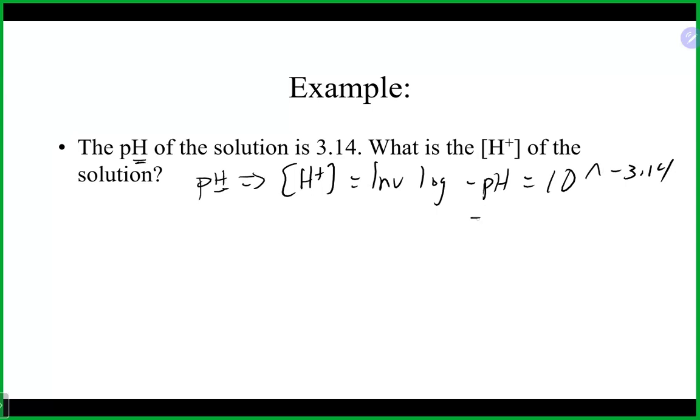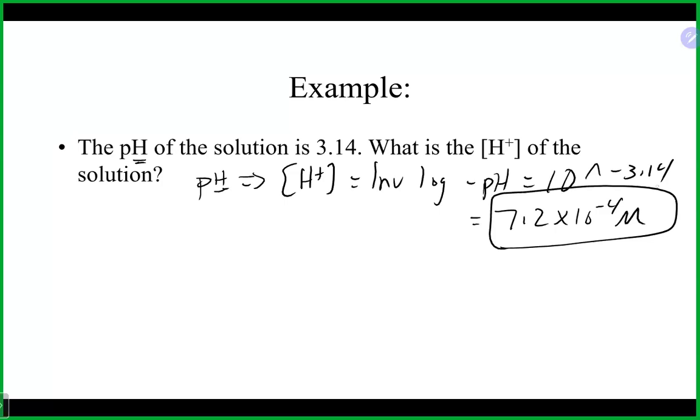It looks like we will end up with 7.2 times 10 to the minus 4 molar. Once again, 2 decimal places on our pH, 2 significant figures there in our answer. Obviously, this is acidic with a pH of 3.14. Any questions on that? Again, it may not give it to you in scientific notation on your calculator. So probably looking at 0.00072 or so.